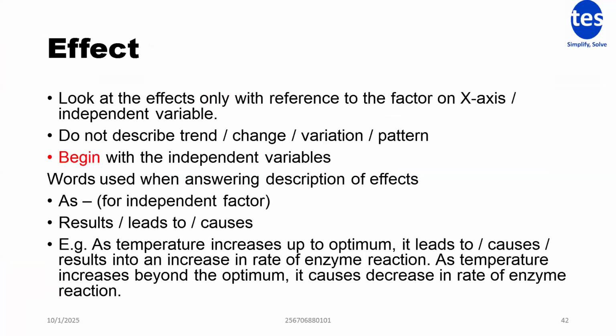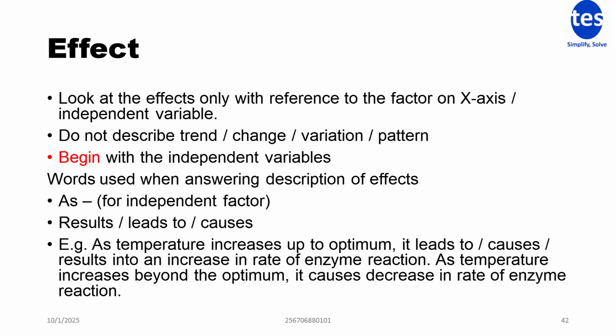And then before I proceed to anything, we have finished describing a relationship. We said when describing a relationship, you use: as the x-axis increases, as this factor increases, the other decreases. But for effect, it is a bit different. For effect, we quote the x-axis because you are describing in relationship with the x-axis. So we often quote the x-axis, and we have to include the effect. That's when we bring in the words results in, leads to, or causes.